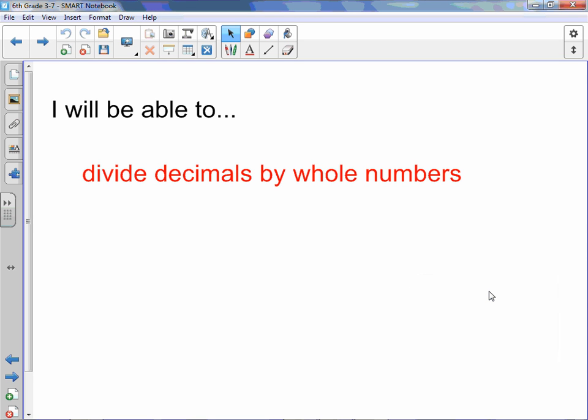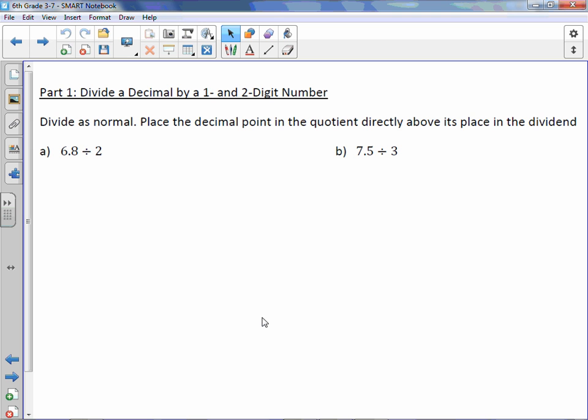Chapter 3, Lesson 7, Divide Decimals by Whole Numbers. You will be able to divide decimals by whole numbers. Divide as normal. Place the decimal point in the quotient directly above its place in the dividend.